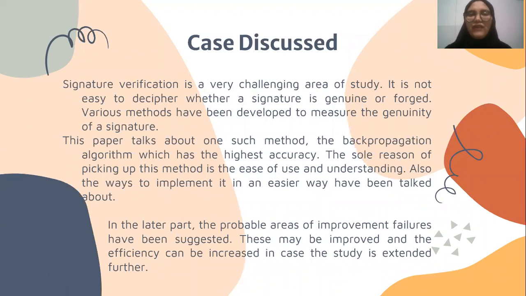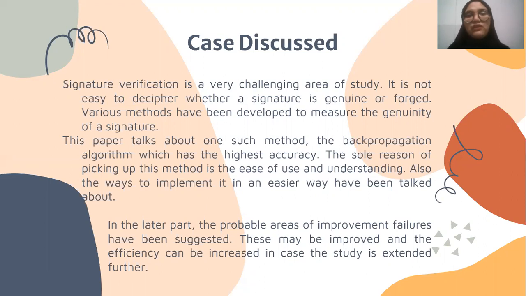Signature verification is a very challenging area of study. It is not easy to decipher whether a signature is genuine or forged. Various methods have been developed to measure the genuineness of a signature. This paper talks about one such method, the backpropagation algorithm, which has the highest accuracy. The sole reason for picking this method is the ease of use and understanding. Also, ways to implement it in an easier way have been talked about. In a later part, probable areas of improvement have been suggested. This may be improved and the efficiency can be increased in case the study is extended further.